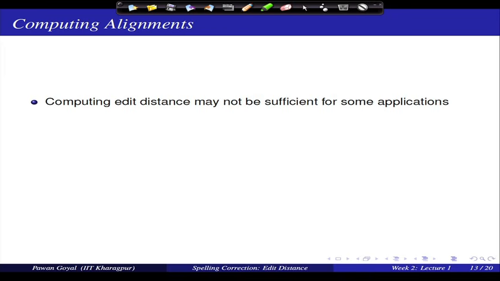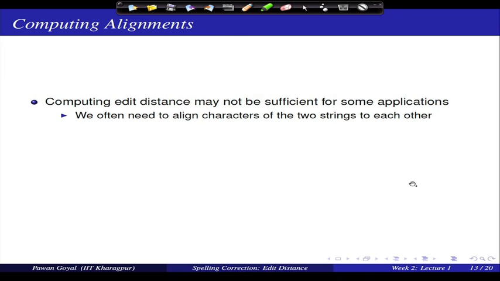So now the question is, can I modify the same algorithm to also find out what will be the various alignments in the string? Again, you will see it is very easy by using the previous algorithm that we have seen. Okay. So for some applications we might need to align characters of the two strings to each other. Now we do this by keeping a sort of backtrace. So what do I mean by backtrace?